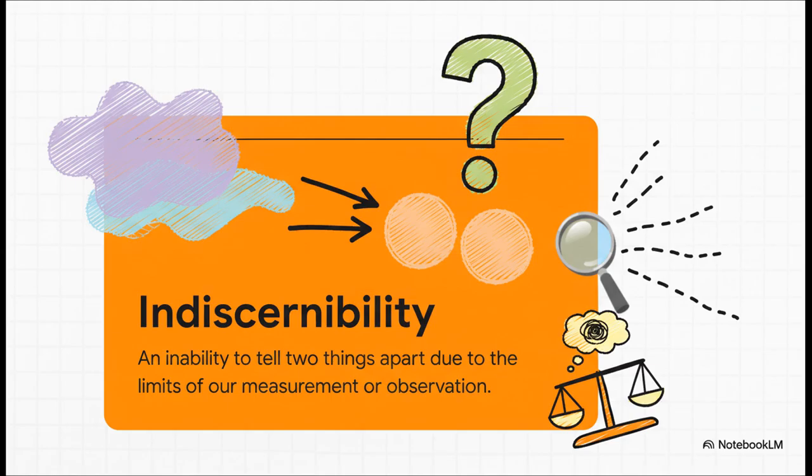Which brings us to a huge central concept here, indiscernibility. Now this is super important. This doesn't mean two things are actually identical, down to the last atom. Nope, it just means that we can't tell them apart. It's a statement about our own limitations, not about the absolute reality of the objects themselves.